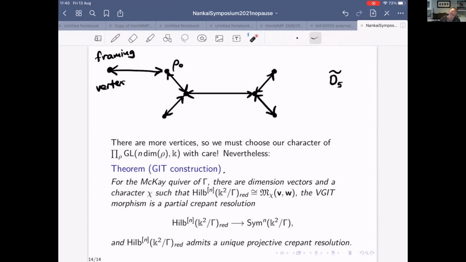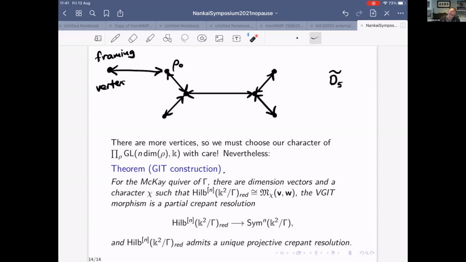We have to be careful about which character we choose. So I'm not telling you which character it is. It's a non-generic character. But the point then is that this morphism for Nakajima quiver varieties, which is given by variation of GIT, well, previously for the plane, it was a crepant resolution. Here it's a partial crepant resolution. So this is singular, even with a reduced structure, it's singular.